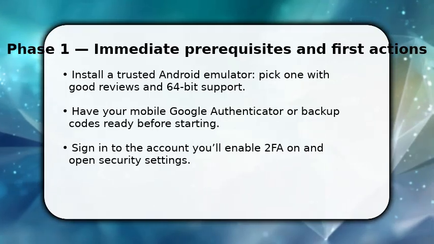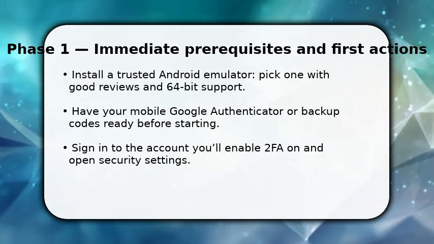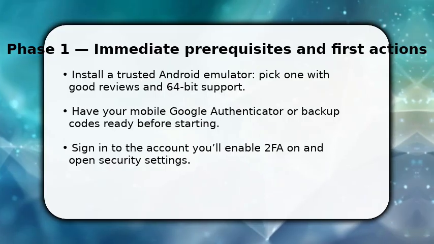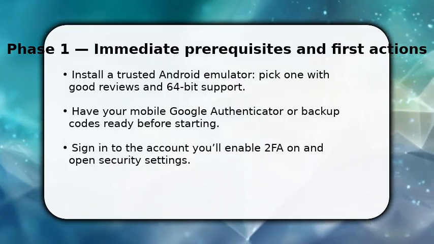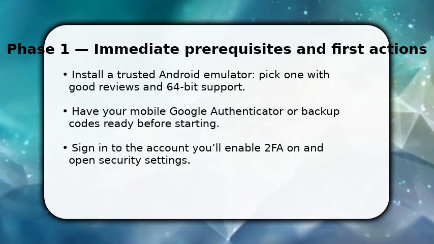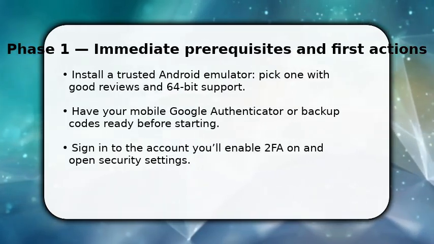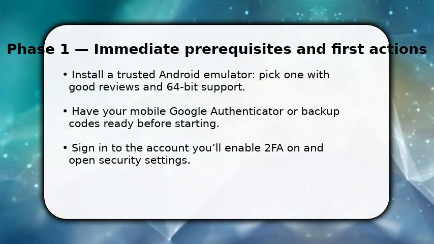You'll start by getting your PC ready. Install a reliable Android emulator and update it. Once done, sign into the web account where you want two-factor authentication and open security or two-step verification. Make sure your phone's Google Authenticator or backup codes are accessible. You'll need them to avoid lockout.